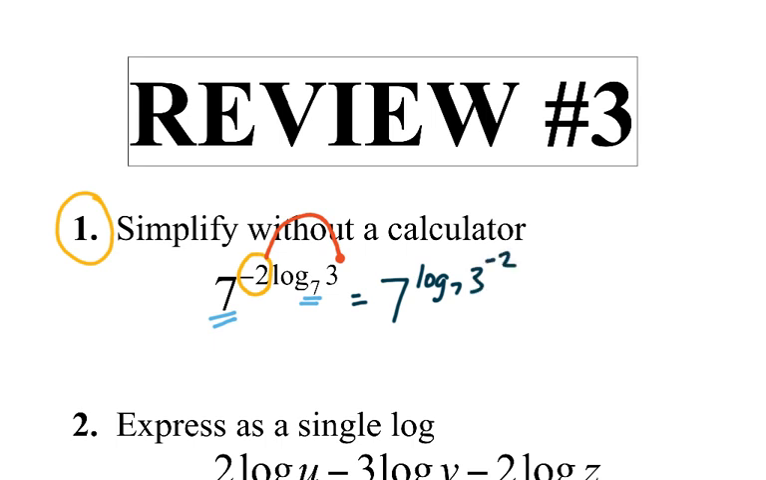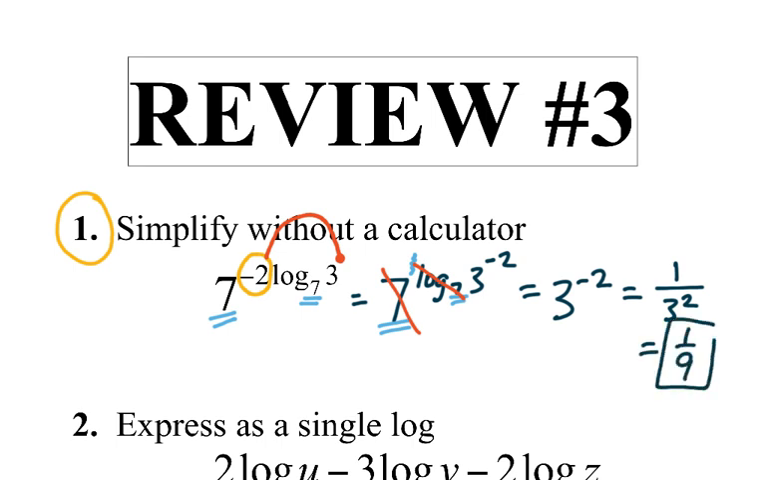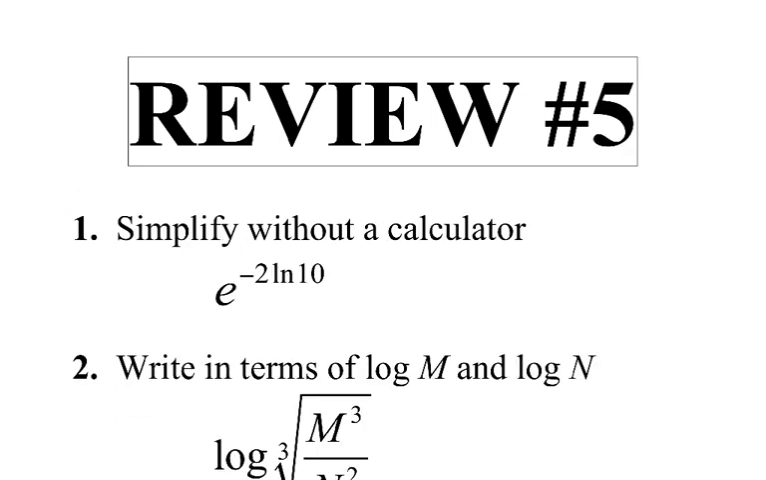Now this is looking pretty good. All right, base matches base. There's nothing in front of the log here. So bye-bye, bye-bye. And your answer is 3 to the -2, which you can write as 1 over 3 squared, or 1/9. All right, so using that bonus log law is really useful and very quick as long as you remember that law.